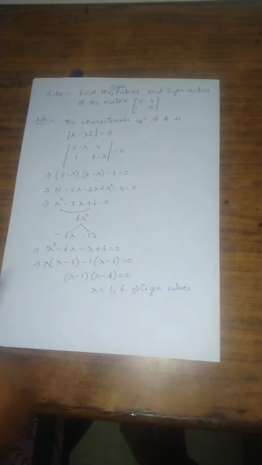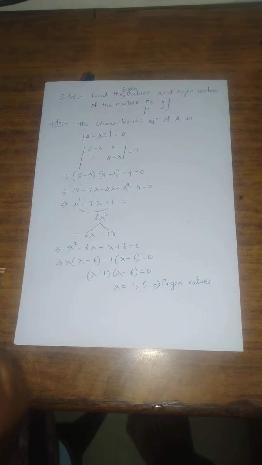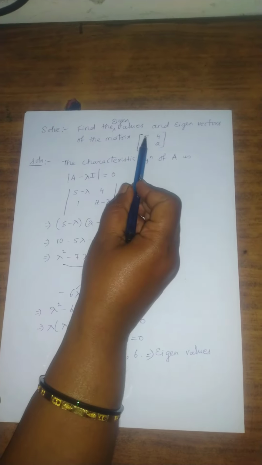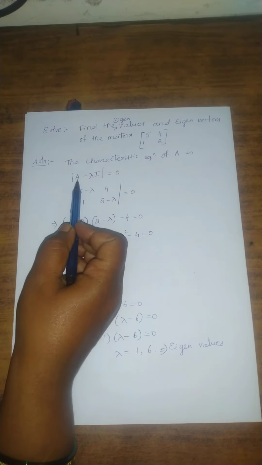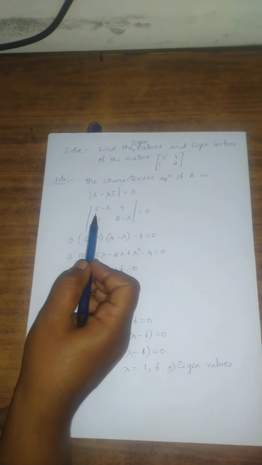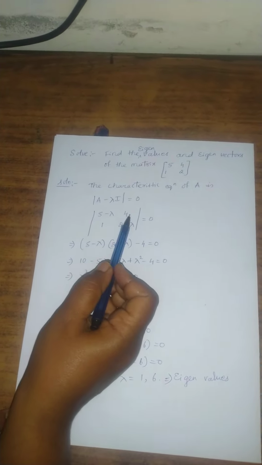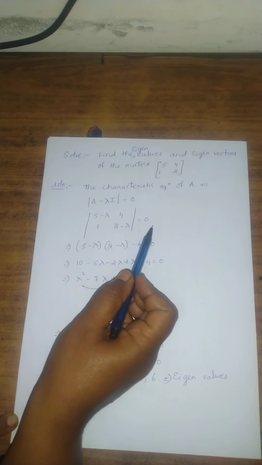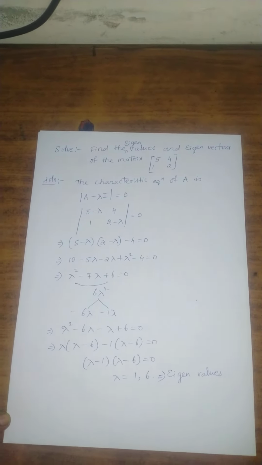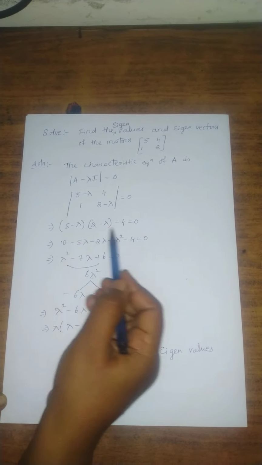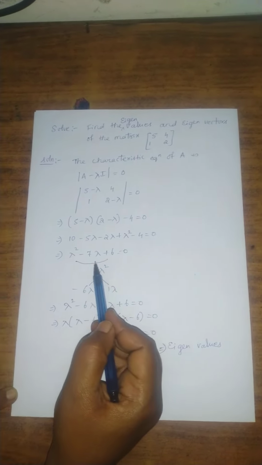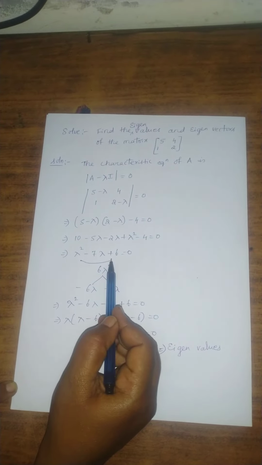Now let us solve a problem. Find the eigenvalues and eigenvectors of the square matrix with the elements 5, 4, 1, 2. The characteristic equation of A can be written as determinant of A minus lambda I is equal to 0, that is, determinant of 5 minus lambda, 4, 1, 2 minus lambda is equal to 0. Now cross multiplying the elements and taking the negative of this, on expansion we are going to get the equation like this, the quadratic form.